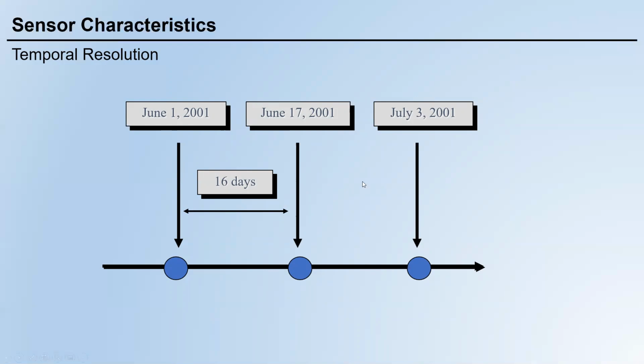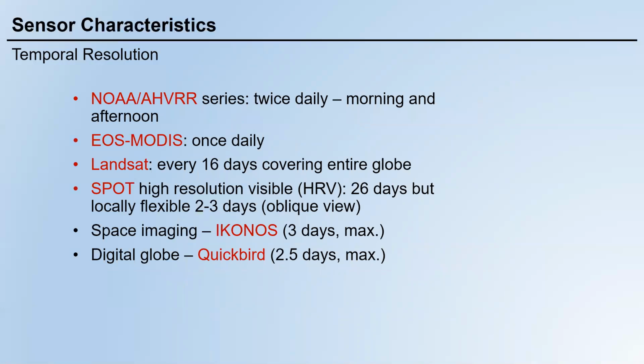Okay, so when is the next visit? You just need to add 16 days to July 17, which is August 3rd of the same year. Okay, so this is temporal resolution. So here are some examples of temporal resolution for famous sensors or satellites. NOAA AVHRR.